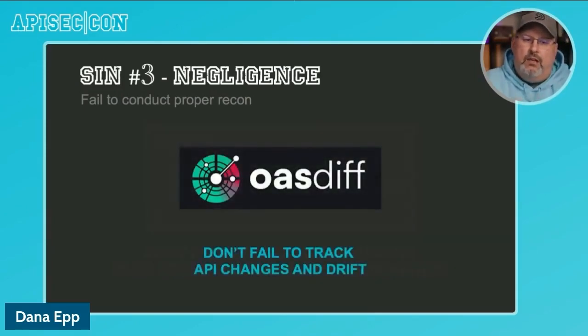The last thing we're thinking about under negligence is this whole aspect that people fail to track API changes and drift. As we continue to mature the API security testing, we're going to want to be able to detect early when changes occur that might impact us. Now, there are tools designed specifically to do this. Things like OSDIF can really help with this because you can take the existing API spec doc and compare it with a newly published one and look for changes.